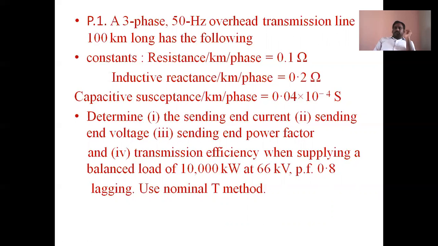So VL is there, the direct line-to-line value, not the phase value. The line voltage is given as a direct value in the given problem. So that is 66 kV. And cos phi is 0.8. From this, the line current is there, then I phase is equal to IL by root 3.